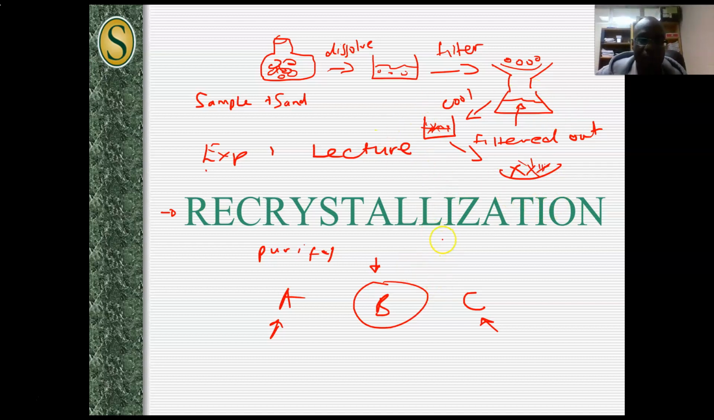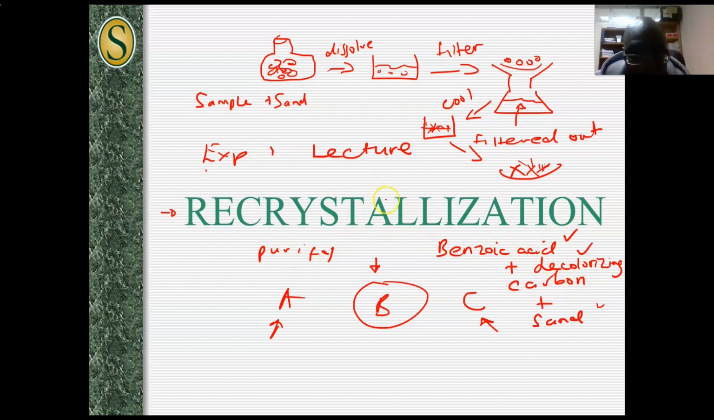So our sample will contain benzoic acid. It's also going to contain carbon. It's called decolorizing carbon. The decolorizing carbon is used to remove color impurities. It might have some sand. So our lab coordinator already intentionally mixed your pure benzoic acid with decolorizing carbon, which might contain some sand. So the goal is to bring out the benzoic acid from this mixture.